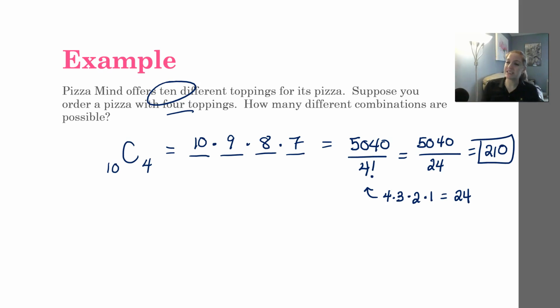So 210 different combinations. I'm going to bet you some of those combinations are pretty nasty. I'm not a black olives fan, can't stand that. So some of them you may not want to try, but that doesn't mean there aren't those combinations. So that was our final way of counting the possible outcomes.